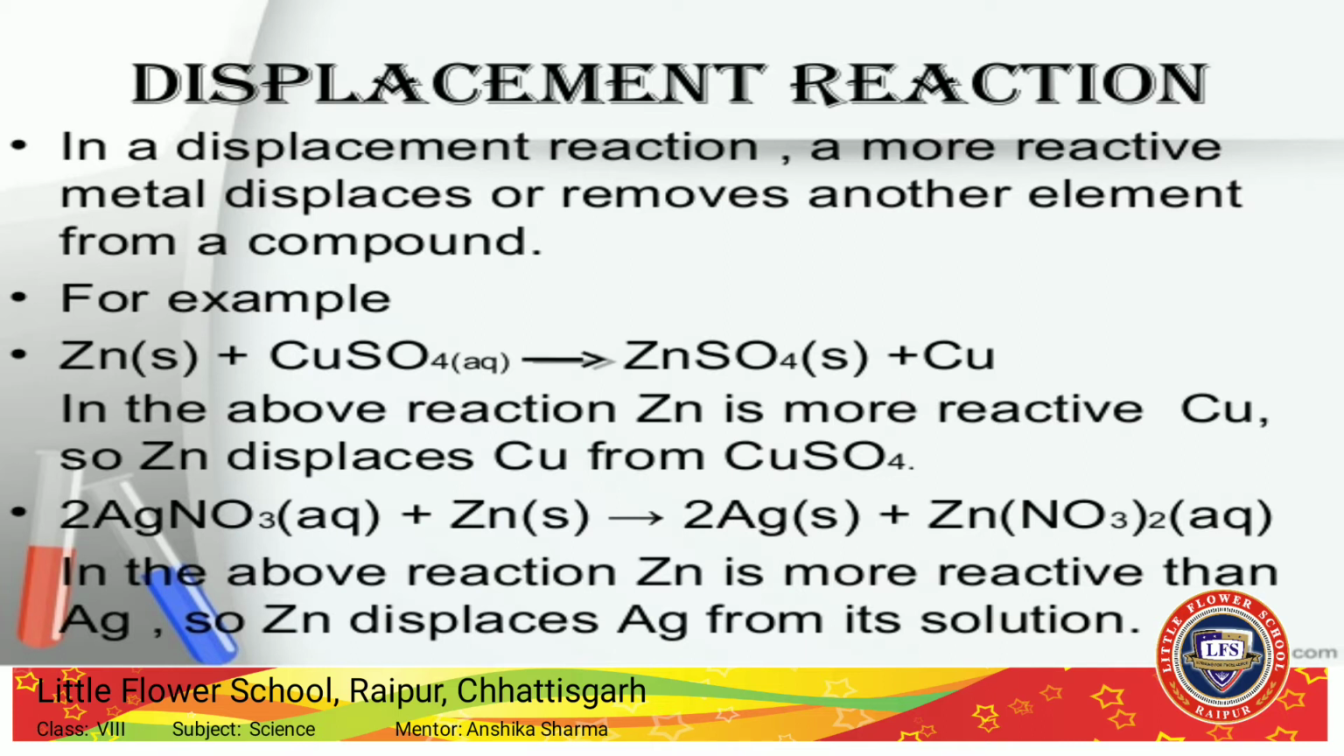Next, 2AgNO3 plus Zn gives 2Ag plus Zn(NO3)2. In the above reaction, Zn is more reactive than Ag, so Zn displaces Ag from its solution.